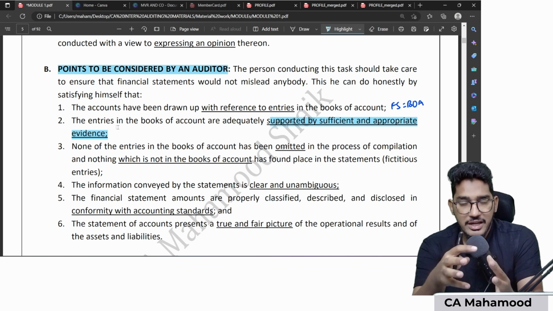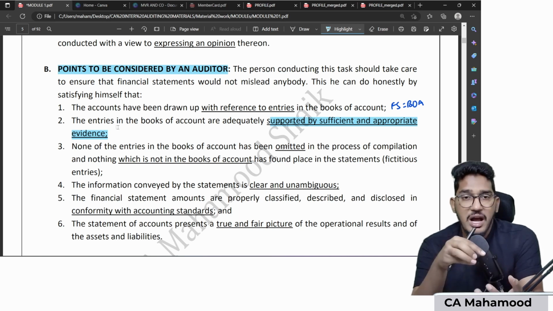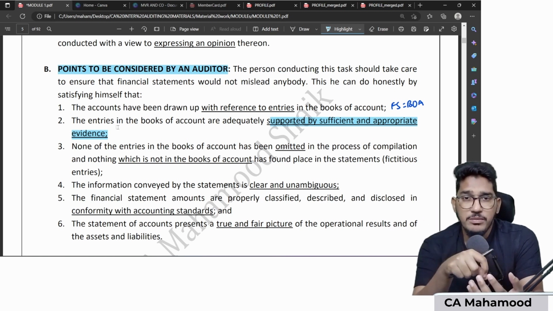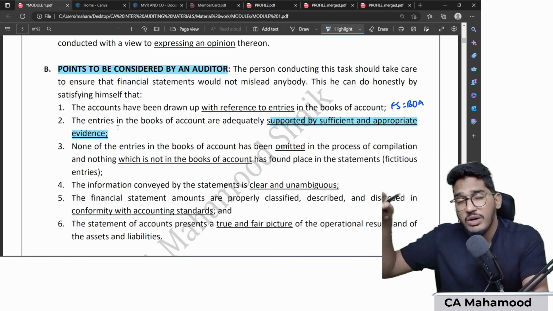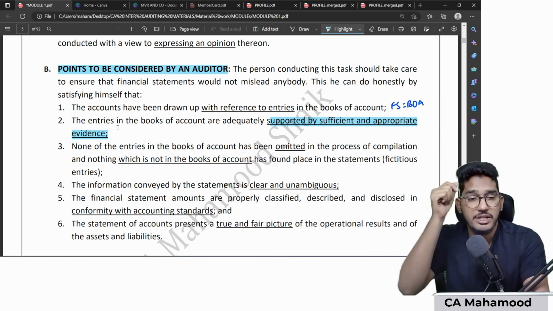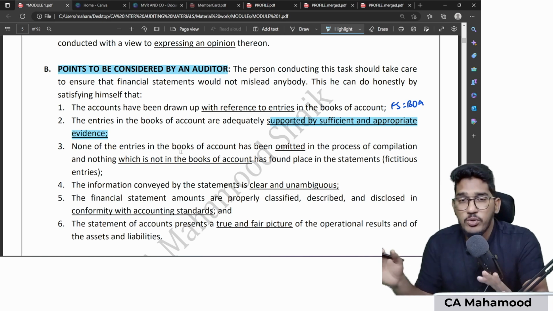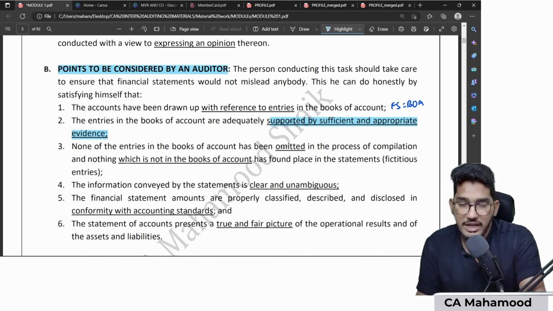If I find a rent payment entry in the books of accounts, I need to have a supporting document like a rental agreement. If I am able to find an entry for payment of insurance premium in the books of accounts, I need to have a supporting document like a copy of the insurance policy. So like that, every entry in the books of account should be supported by sufficient and appropriate audit evidence.